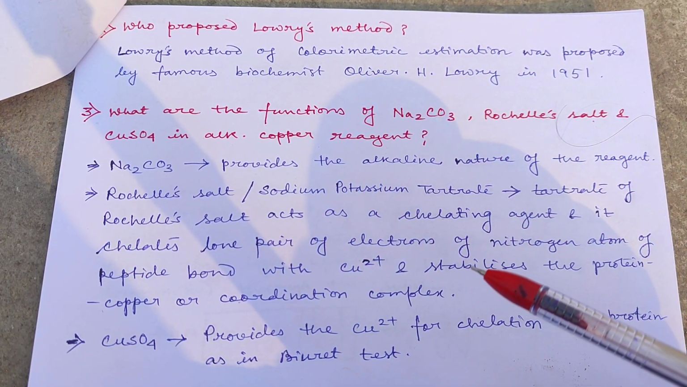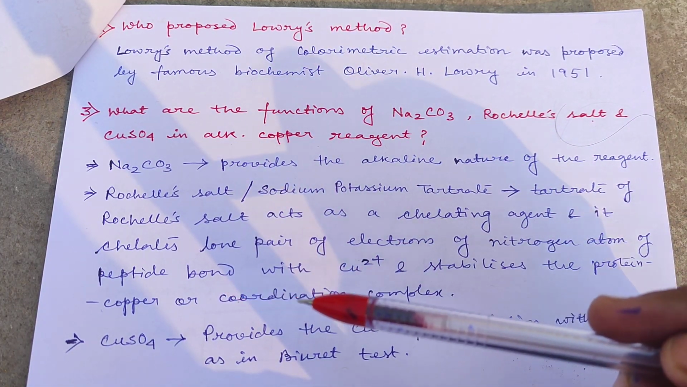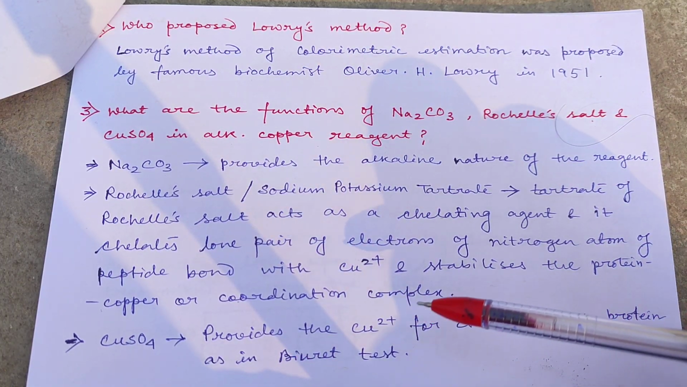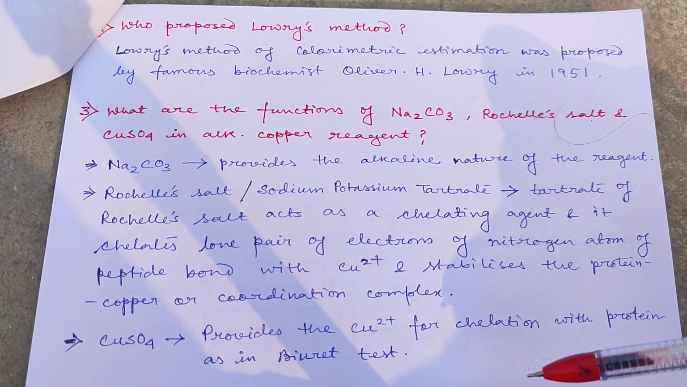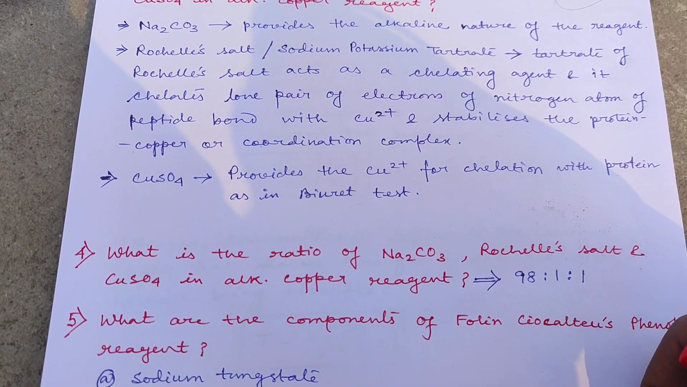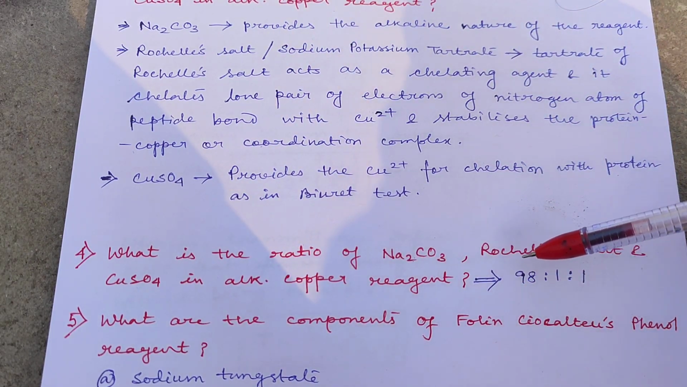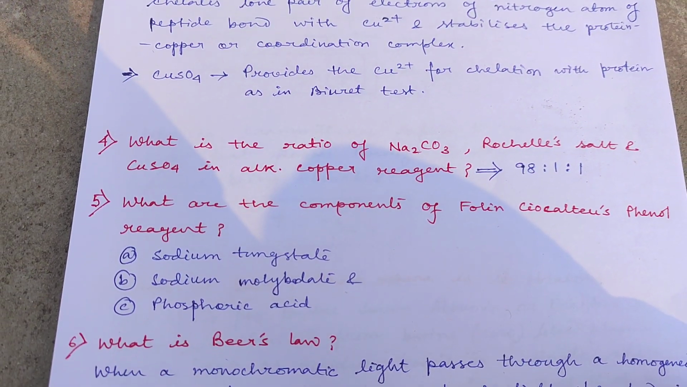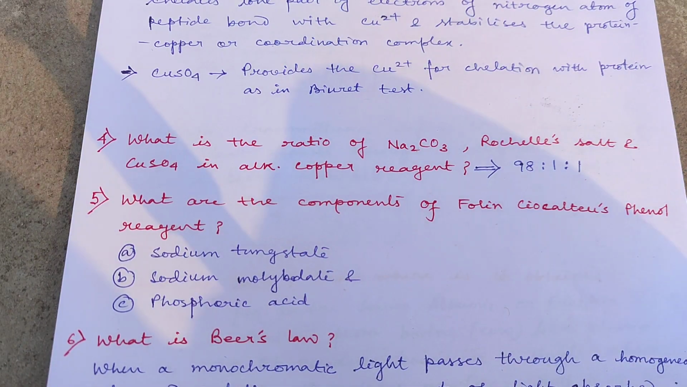It chelates the lone pair of electrons of nitrogen atom of the peptide bond with copper ion and stabilizes the protein copper or coordination complex. Whereas the copper sulfate actually provides the copper for chelation reaction with the protein as in biuret test. Now coming to in which ratio the sodium carbonate, Rochelle salt and copper sulfate is present in alkaline copper reagent. The ratio is 98:1:1. Next, what are the components of Folin-Ciocalteu reagent? The components are sodium tungstate, sodium molybdate and phosphoric acid.